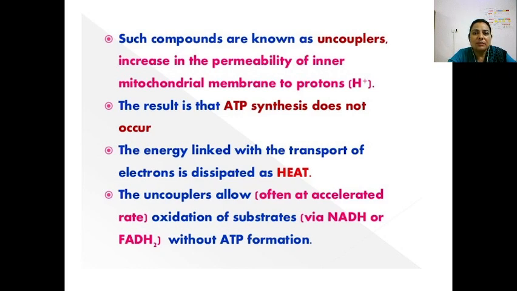They increase the permeability of the inner mitochondrial membrane to protons. The result is that ATP synthesis does not occur. The energy linked with the transport of electrons is dissipated as heat. The uncouplers allow, often at an accelerated rate, oxidation of the substrate via NADH or FADH2 without the ATP formation.